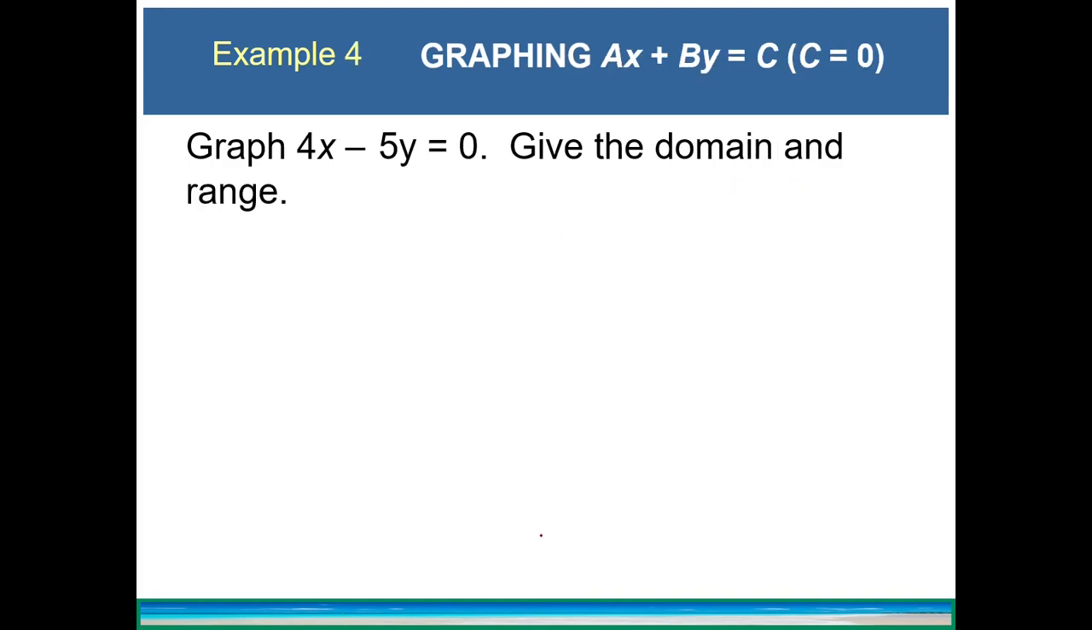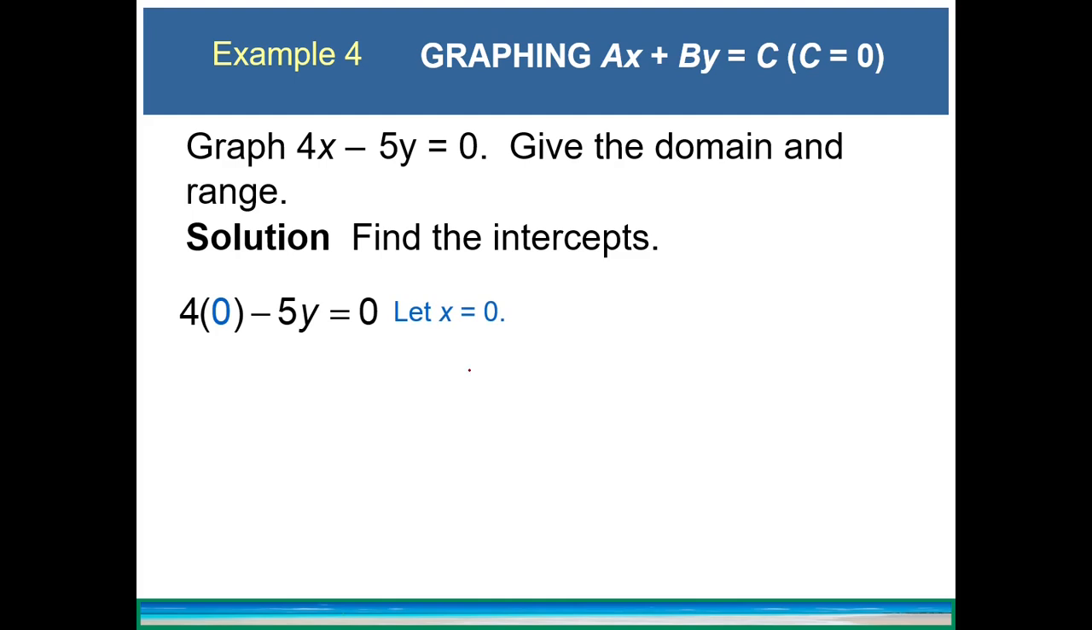Let's graph 4x minus 5y is equal to 0 and give the domain and range. We're going to start by finding the intercepts. To find the y-intercept, we're going to let x be equal to 0. Plug that into the equation. I have 4 times 0 minus 5y is equal to 0. And if we solve for y, we get that y is just equal to 0. So the y-intercept is 0, 0.